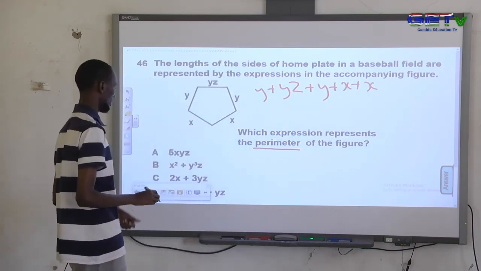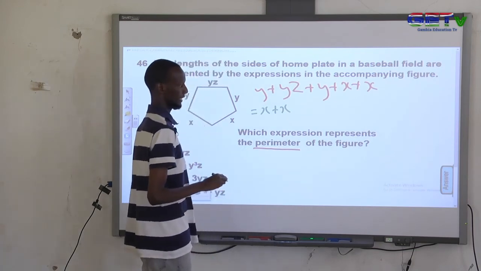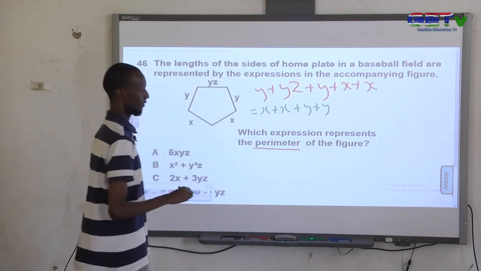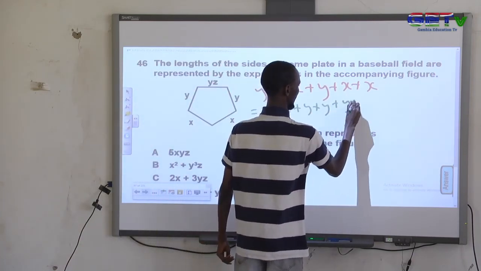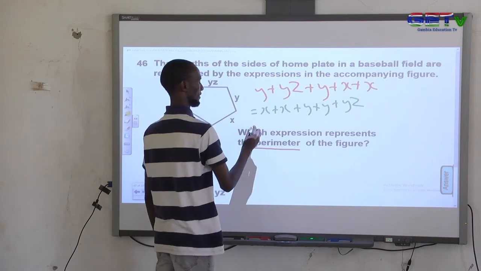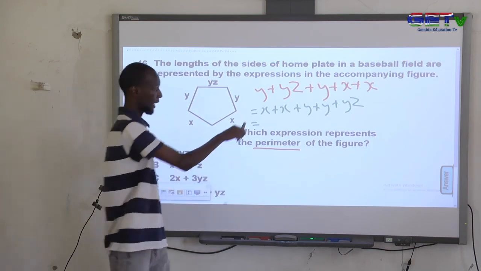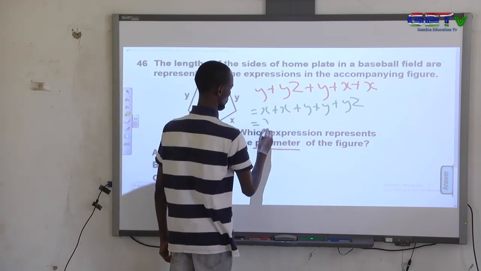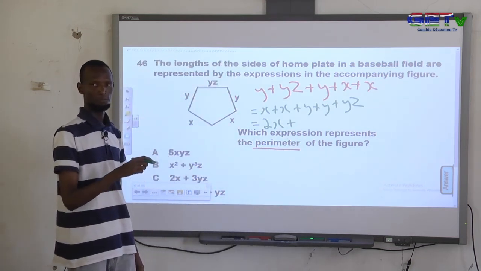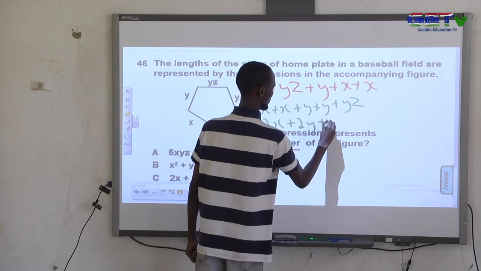If you combine them, you end up having the x's together, so you have x plus x. Then the y's together, that is y plus y. And of course, yz is different, so it comes last, yz. If you add x plus x, remember we know x is the same as 1x. So you're actually adding 1x plus 1x, which will lead you to 2x. Likewise, y is 1y, so y plus y is 1y plus 1y, and that also will give you 2y, plus yz.